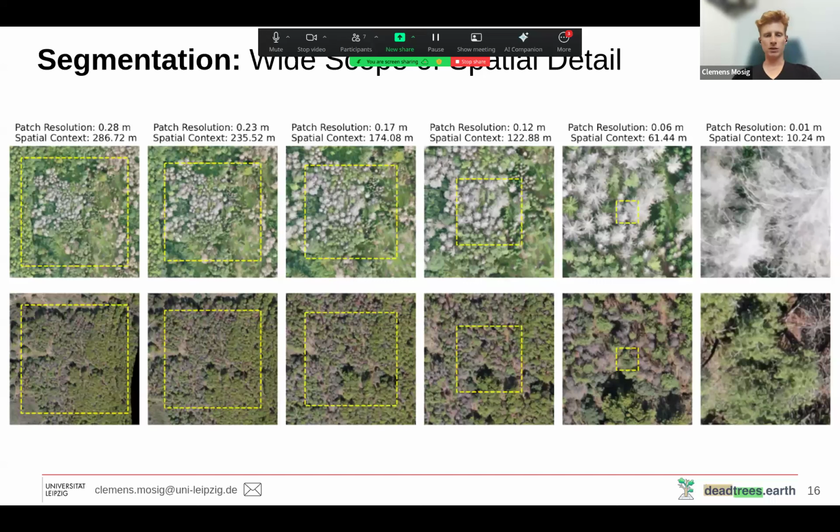And what's special about this paper is that we didn't just slap ortho photos and labels onto this model, but we also built it in such a way that it can handle multiple resolutions. So when you put in 1 centimeter drone ortho photos or 28 centimeter drone ortho photos, it's able to handle that. And depending on the resolution, the spatial context changes, and it's able to take advantage of this trade-off between resolution and spatial context.